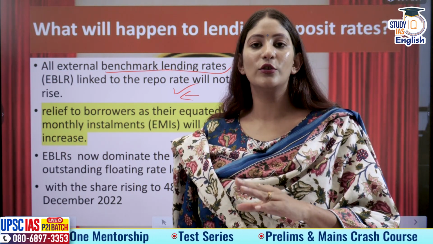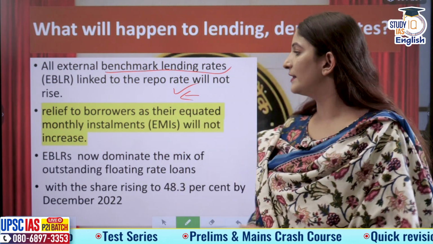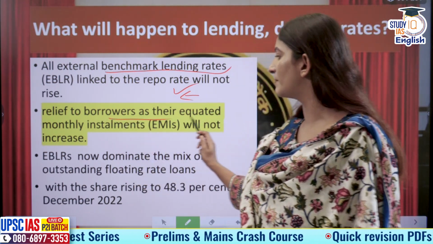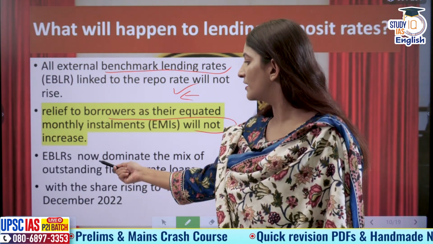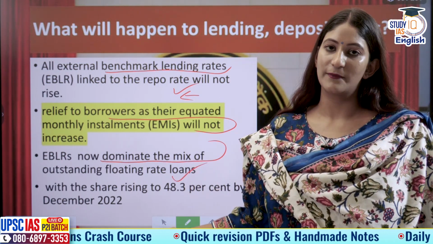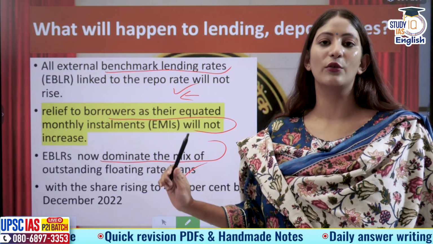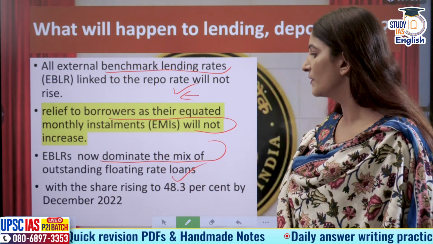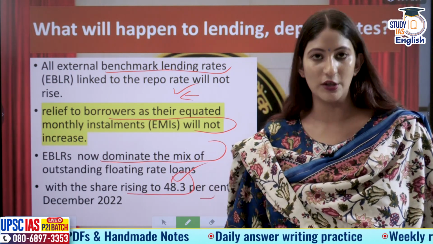And this is going to be very important for those who have already taken loans, and they will be relieved in the similar manner. Alright, this will not increase. And EBLRs now dominate the mix of outstanding floating rate loans. So most of the people who are on EMI right now will not be having any sort of issue. But the share is rising to 48.3% by December 2022.